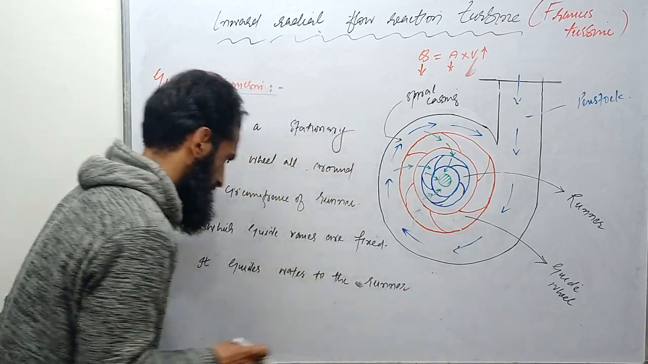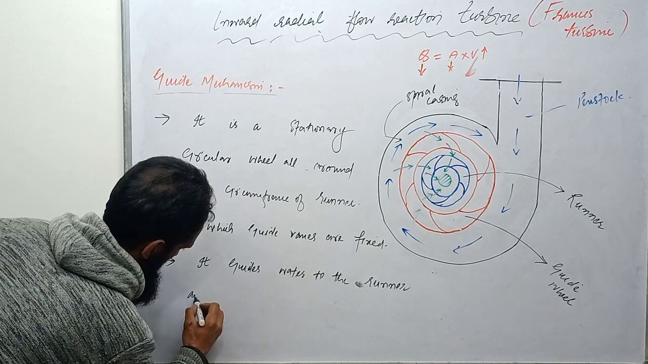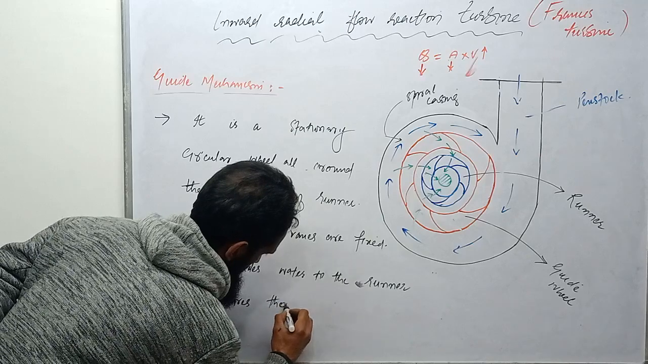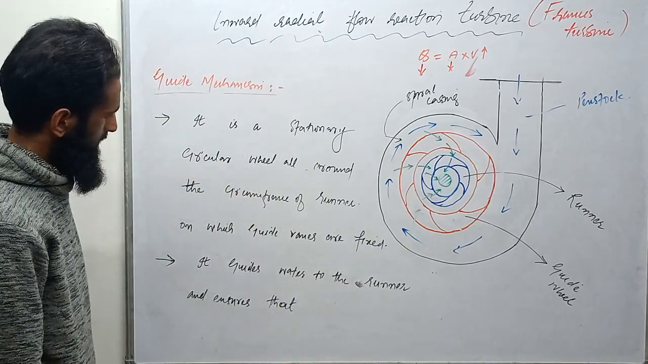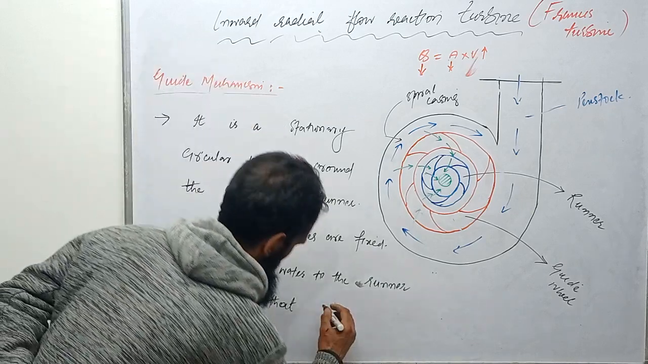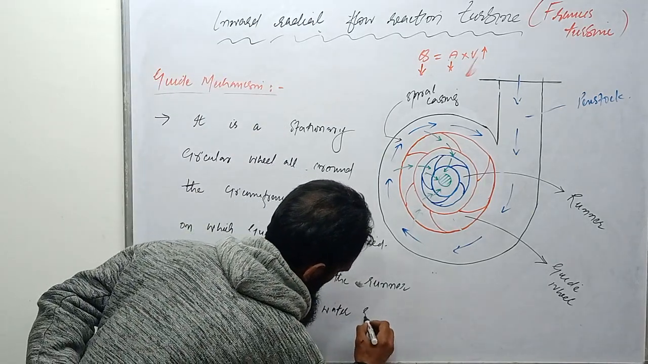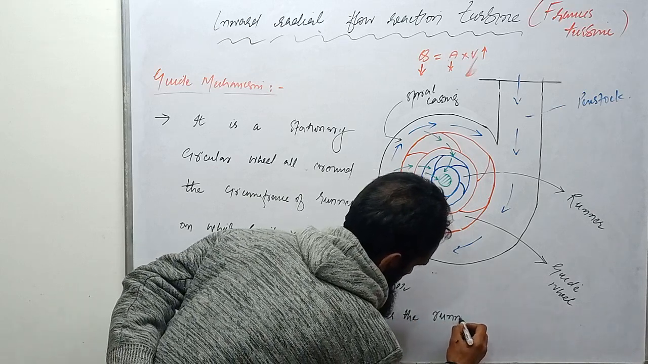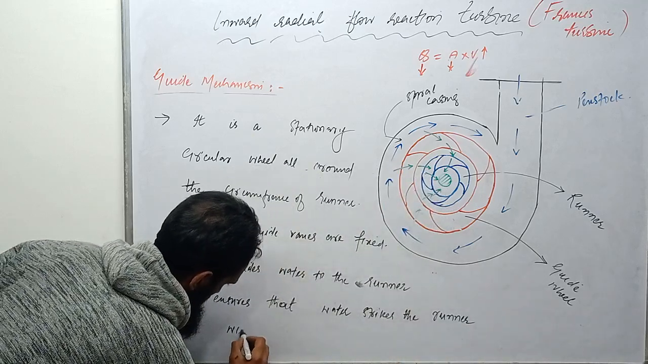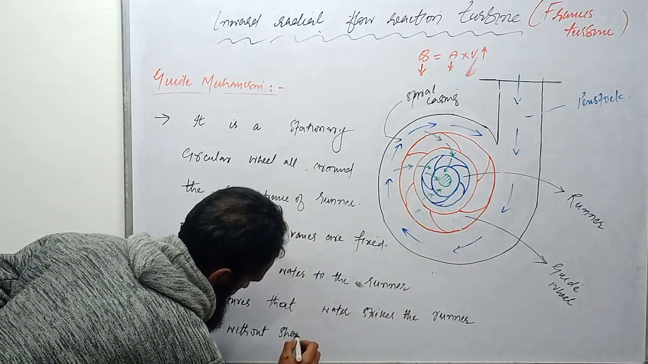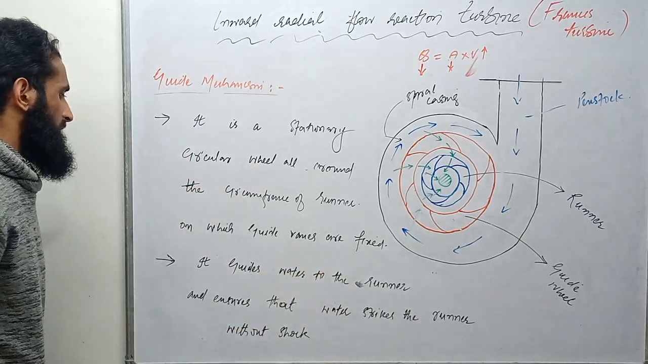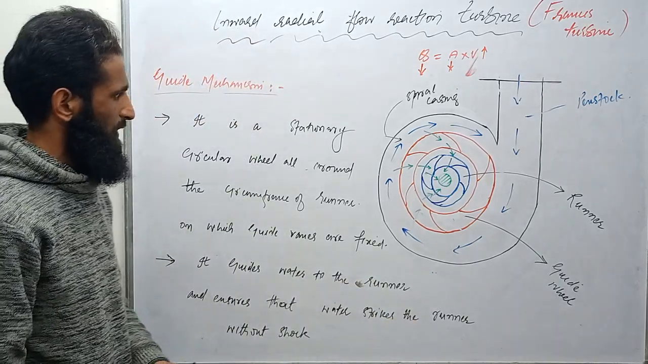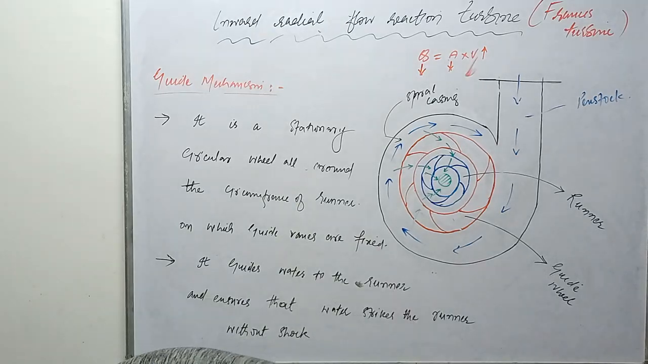Okay, and ensures that water strikes the runner without shock. Okay, it guides water to the runner and ensures that water strikes the runner without shock. Without shock, what does without shock means?